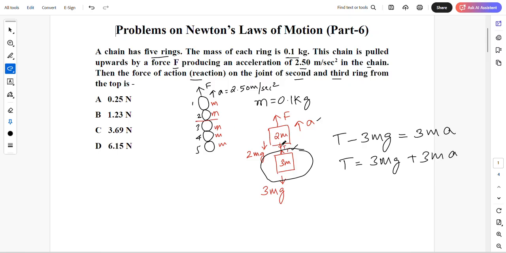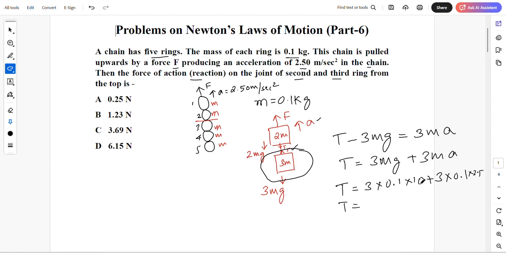I have cut here and I have connected a string. I am supposed to calculate the tension in this string. After cutting, I have connected one string so that our problem becomes very easy. This tension T you are supposed to calculate. Then the force of action reaction on the joint of second and third ring from the top we are calculating. The force is nothing but tension. T is equal to 3 into how much is M? 0.1 into 10 plus 3 into 0.1 into 2.5.